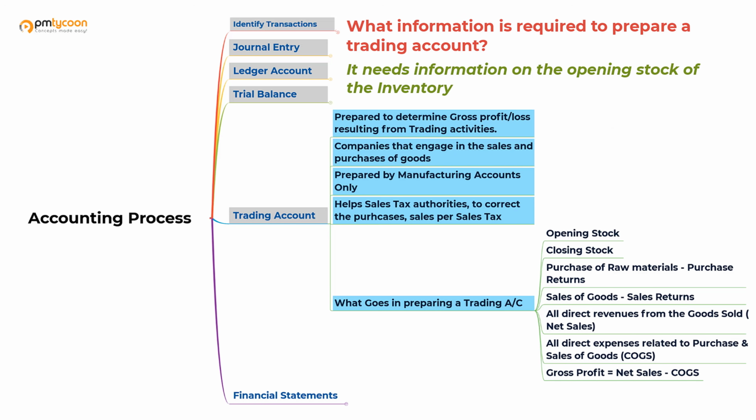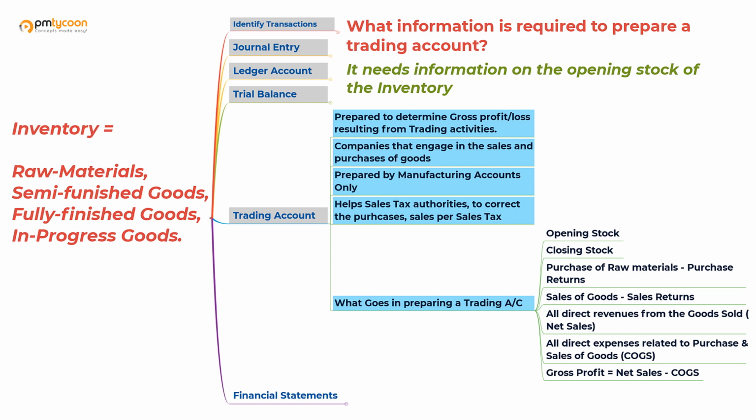A trading account takes into consideration the raw materials, the semi-finished goods, and the fully finished goods as an opening stock for the accounting period. Semi-finished goods are nothing but partly finished goods. For example, a product can go through many stages of processing. Let's say a product goes through 5 processing stages to become a fully finished product. If the product has gone through processing partly and not completely through all its stages, then it is called semi-finished goods. And we have fully finished goods, which are the goods that are ready to be sold in the market. And we have raw materials.